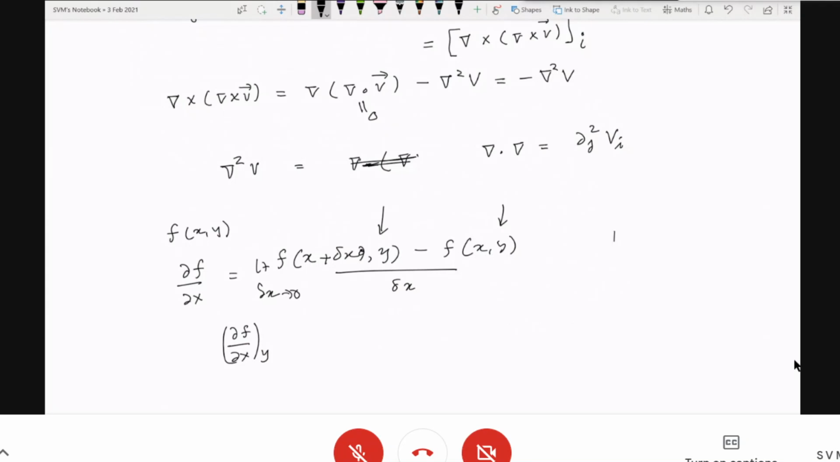If you have an area, the area is a function of x and y. If you increase the area only by increasing the length, only x, then this is basically your dou A by dou x. Or you can also increase it by increasing only y, with x remaining constant. So this is how we do it in partial derivatives.